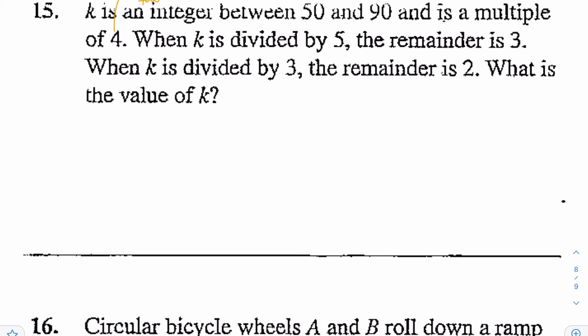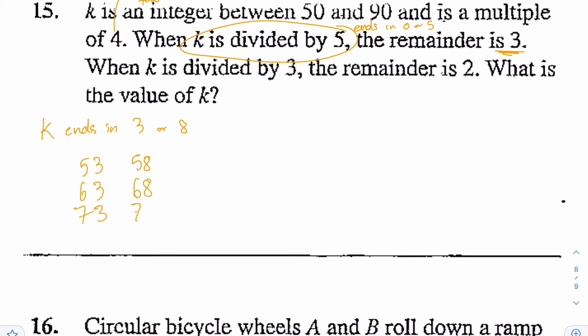Now, if you divide by 5, the remainder is 3. And if you know the multiples of 5, they end in 0 or 5. But if it has a remainder of 3, you'll know that K ends in 3 or 8. You do 0 plus 3 and 5 plus 3. So that gives you a hint as to what K could be. Because it has to be between 50 and 90, it could be 53, 58, 63, 68, 73, 78, 83, or 88. So the answer is one of these.